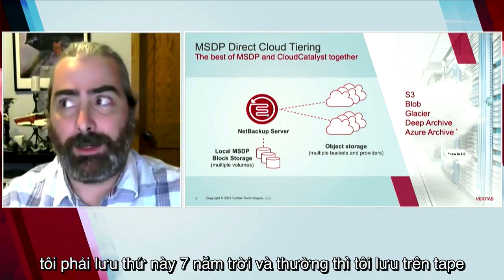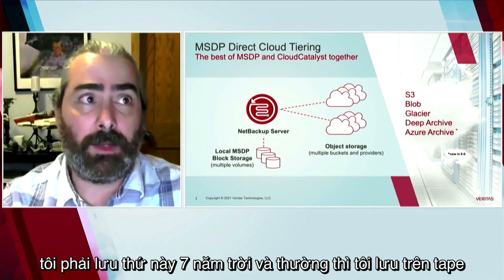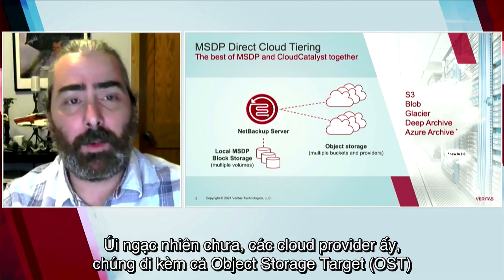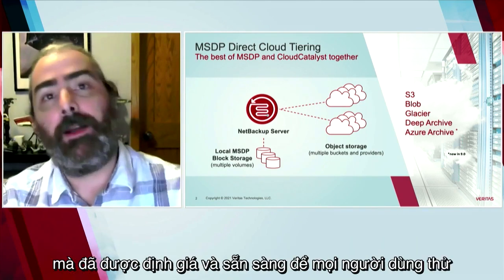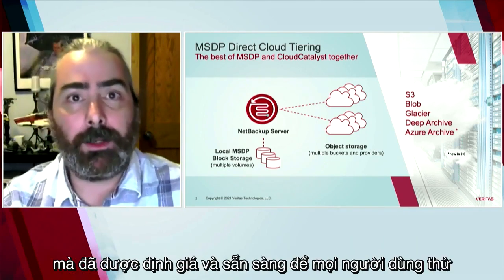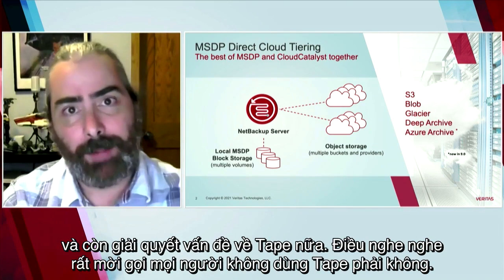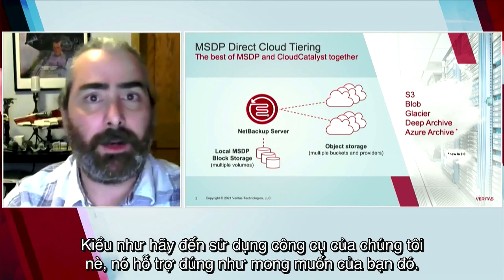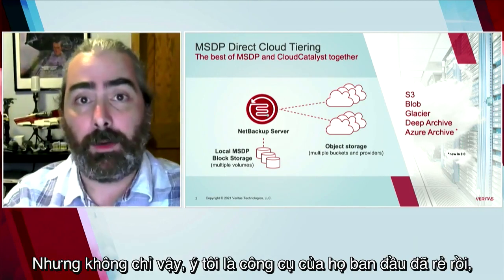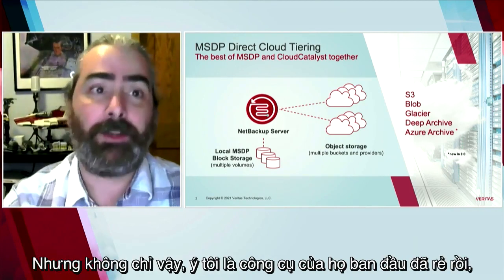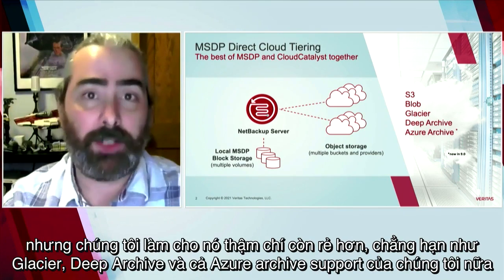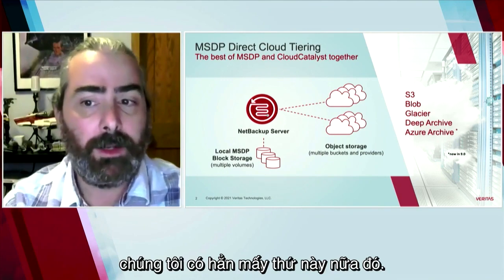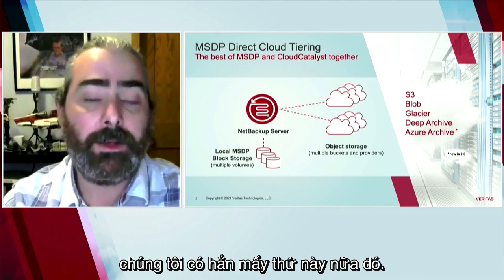And then when you get to the idea of archive, right? This is stuff I've got to keep for 7 years, and I normally put it on tape, and I'm sick of using tape, and I would like to use cloud object storage for that. And lo and behold, the cloud providers have come out with some object storage targets that are priced to try and combat that, to say, here's something compelling, get off tape, come to us. We support those. And not only that, they've made it cheaper to begin with, and we make it even cheaper. This is things such as Glacier, Deep Archive, and Azure Archive support, which we even have.